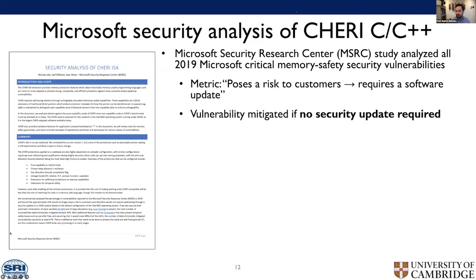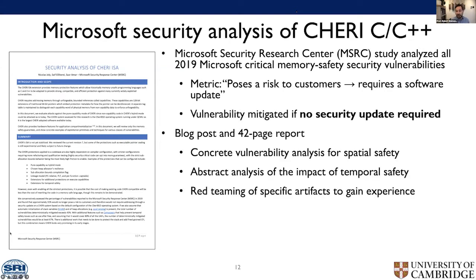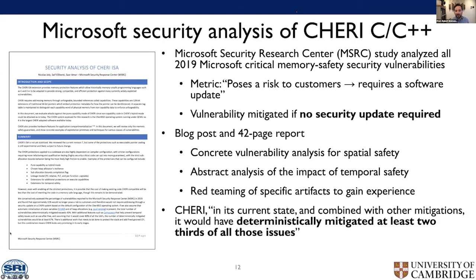There is also considerable engineering and QA effort that goes into the production of updates. It's quite a big deal if you're inside Microsoft, if you can substantially reduce the extent to which vulnerabilities are considered exploitable. They've written up a great blog post and a 42-page technical report looking at these topics in detail, which I will leave to the reader. But the key point is that this deterministically mitigated at least 2/3 of those issues.